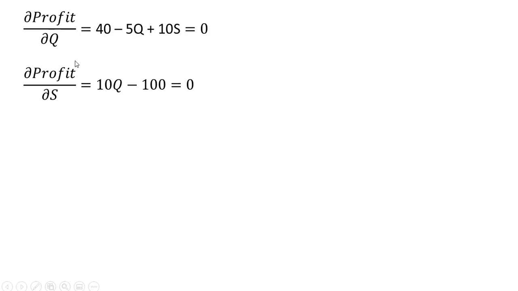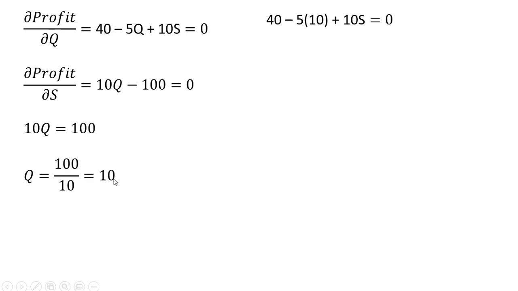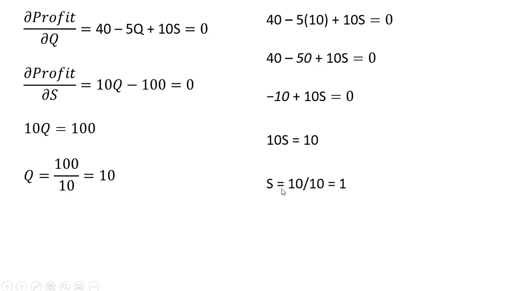So just rewriting our two first order conditions. And now let's take this second equation and solve for Q. Plugging this Q equals 10 into this equation right here. And simplifying. The number of star players equals 1.